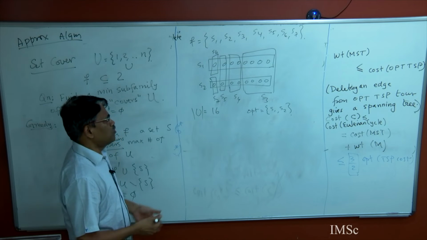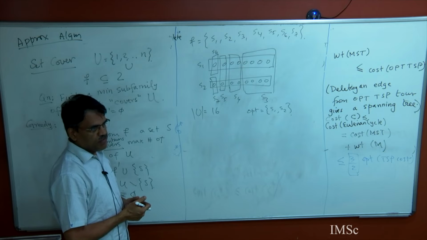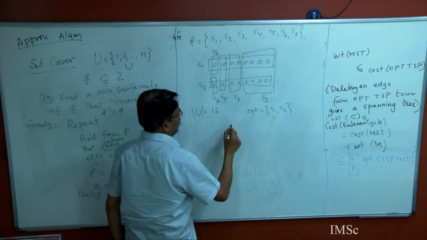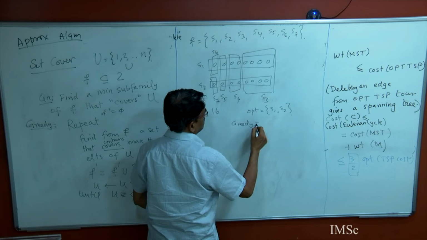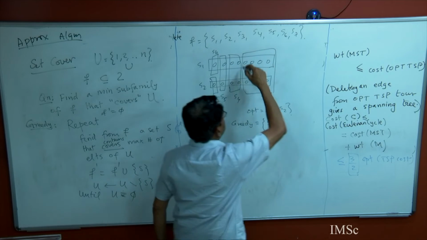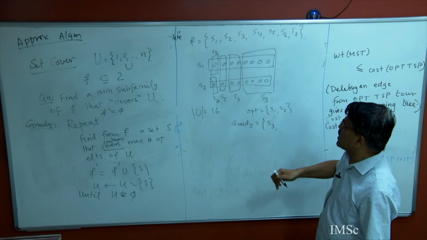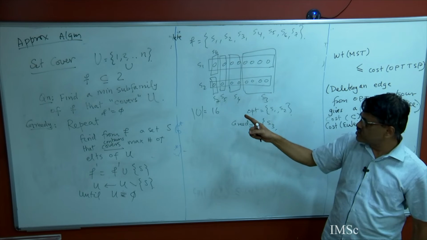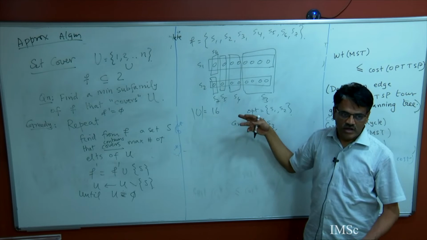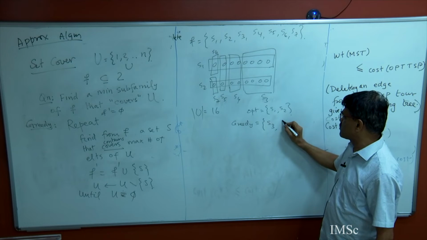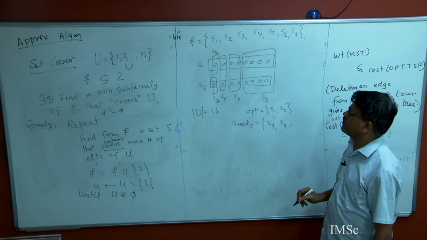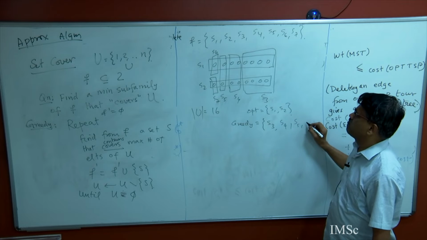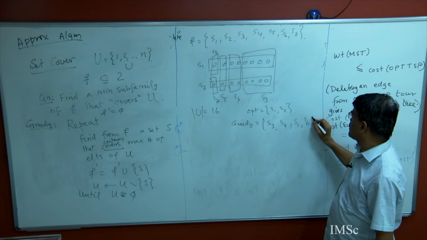So greedy, if it manages to break the tie by choosing S3, it might pick S3 because it covers 8 elements. And then if you remove it, S1 covers 4 elements, S2 covers 4 elements, and S4 also covers 4 elements. So instead of picking S1 or S2, greedy may pick S4. And then it might pick S5, and S6 and S7.